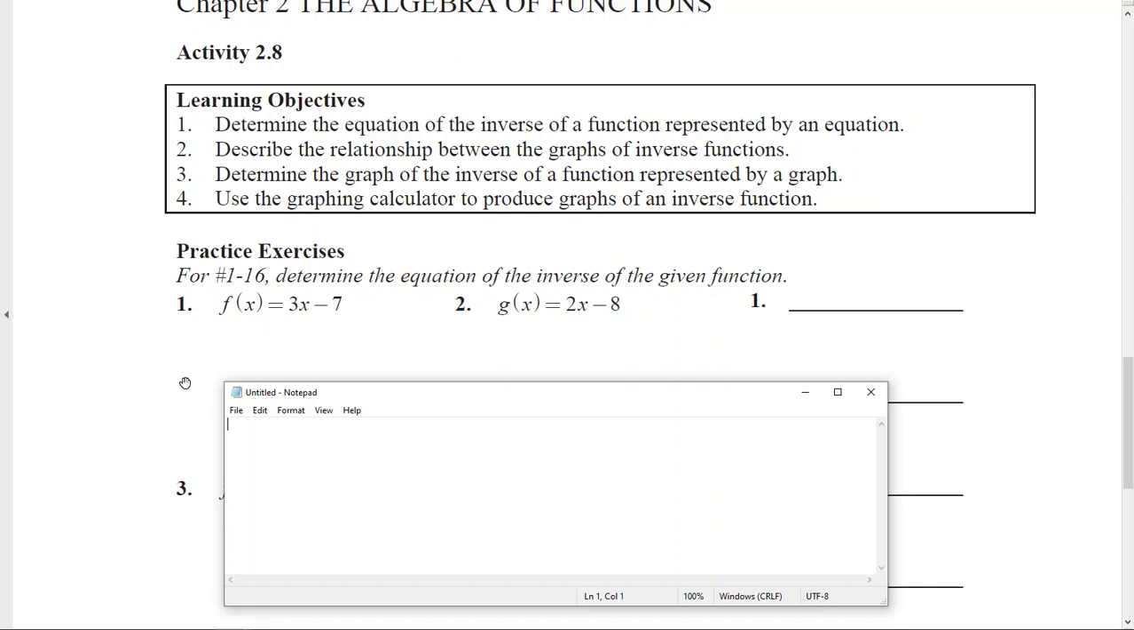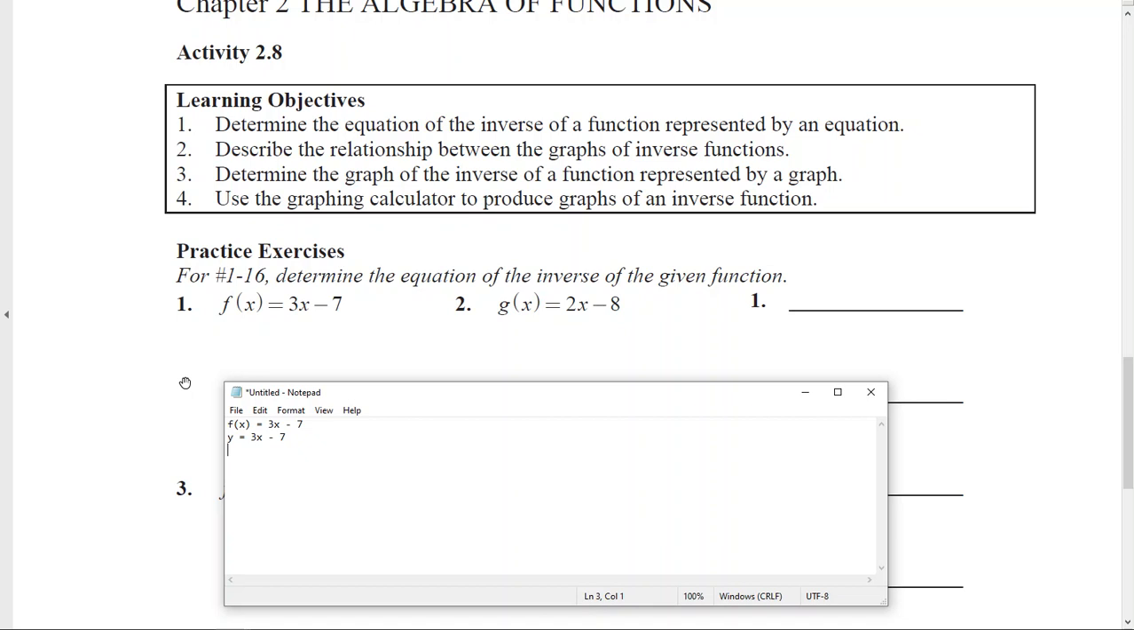I want to find the inverse algebraically. Step 1, write the equation for y in terms of x. So it originally says f of x equals 3x minus 7, but I want to rewrite that in step 1 as y equals 3x minus 7 so that it's in terms of x and y. So I'm changing it from function notation just to equation notation.